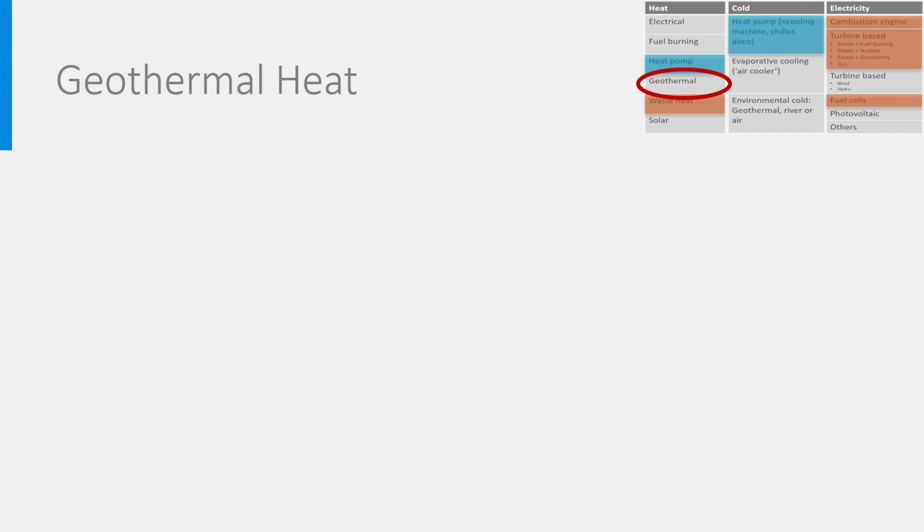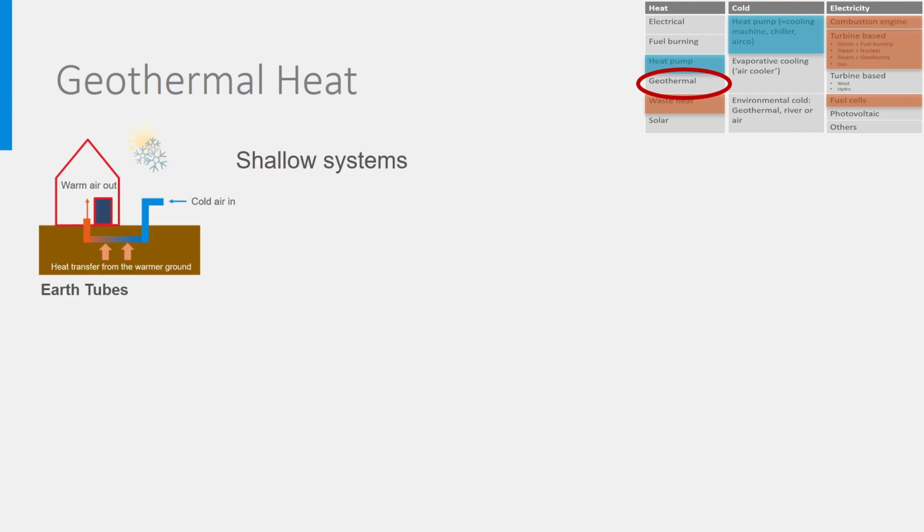Let's look now at geothermal systems and consider that systems that do not go deeper than 200 meters are shallow ones. Let's start with the shallowest of them, earth tubes. Earth tubes are passive systems in which the outdoor ventilation air is circulating through pipes in the ground. The air is then heated by the ground, which in winter is warmer than the outdoor air.